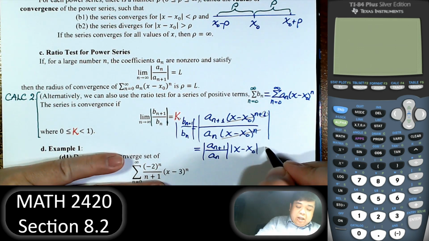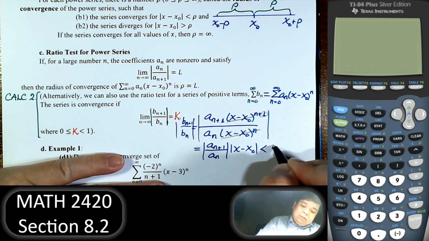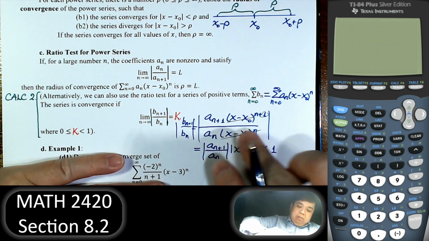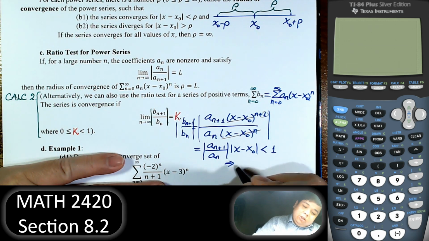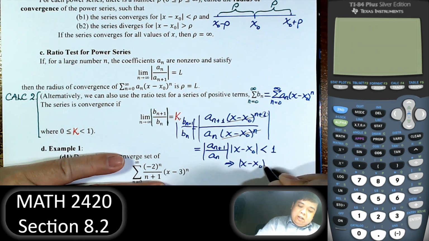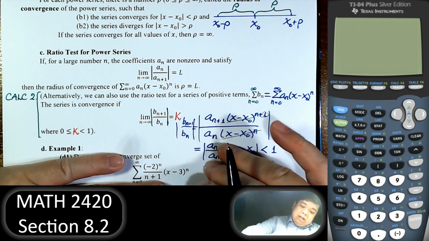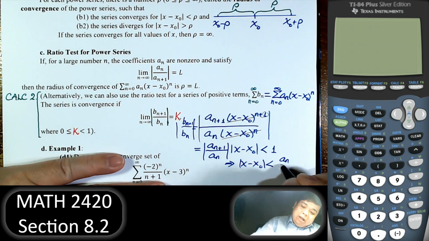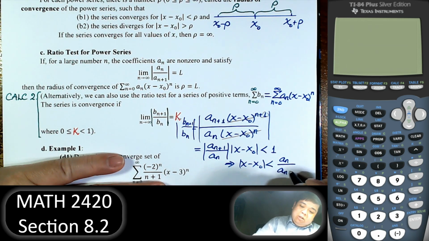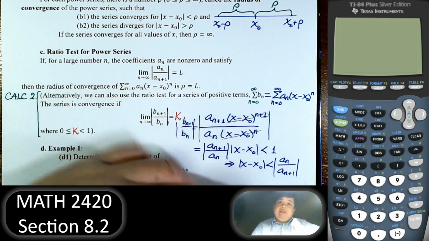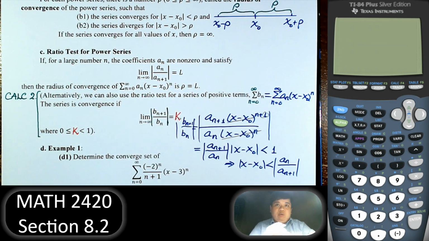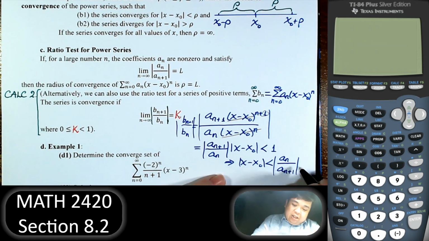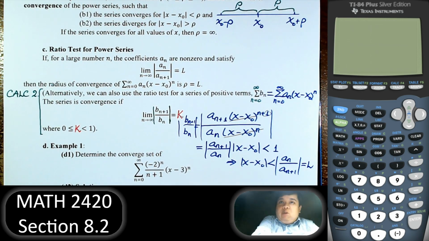And if it is convergent, it has to be less than 1, and multiply by the reciprocal, so we have |x minus x naught| less than the reciprocal, a sub n plus 1. So we have to flip the fraction to move it to the other side, right? And this is equal to L, which is the radius of convergence.